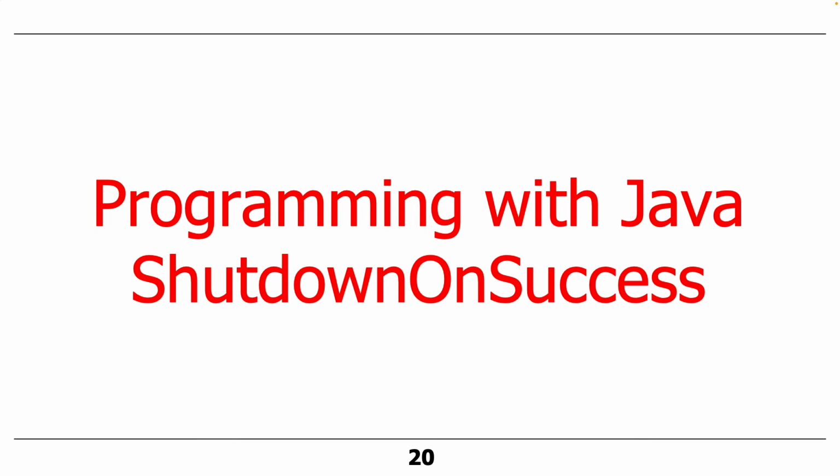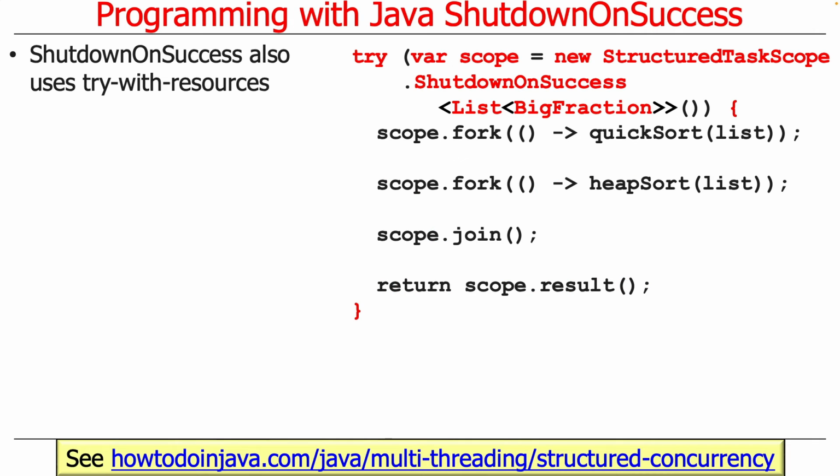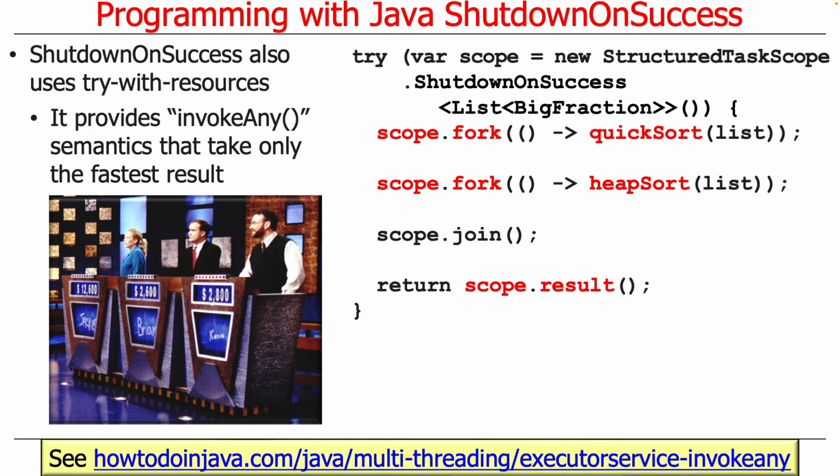Let's talk about how to program with Java ShutdownOnSuccess. So very similar. We also use the try with resources feature, just like we see here. The difference is that ShutdownOnSuccess is going to indicate the type of the result that we're expecting if the first thing succeeds. So you can see here, we give it a list of big fractions. This particular example comes from an example that we looked at in class last time. But just to reiterate what it's going to do, it's going to use the invoke-any semantic. So it'll take whichever result happens first.